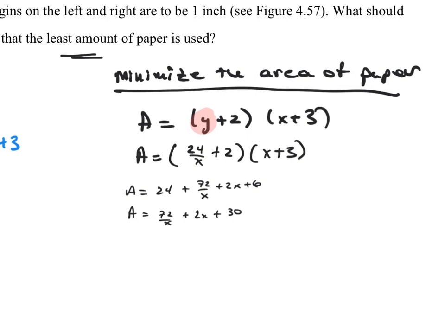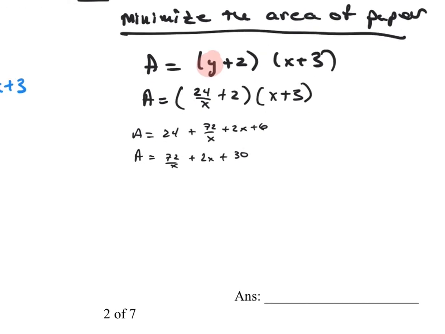30? Okay. So that's my original area function, but I wanted to find the derivative of that because I want to maximize it or minimize it, right? So let's find the derivative of that, A prime. A prime would be, well, the derivative of 72 over x, that's 72 x to the negative 1, so that would be negative 72 over x squared. The derivative of 2x is just 2, and then the derivative of 30 is 0, so that's what that is.